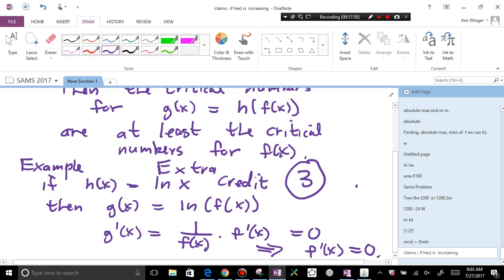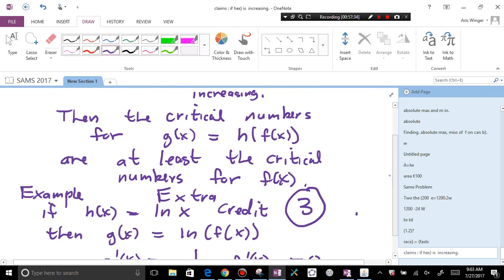What was the question again? So the question is, let me say it in words. When you look at the derivative of g, why is that going to include all of the places where the derivative of f is equal to 0?